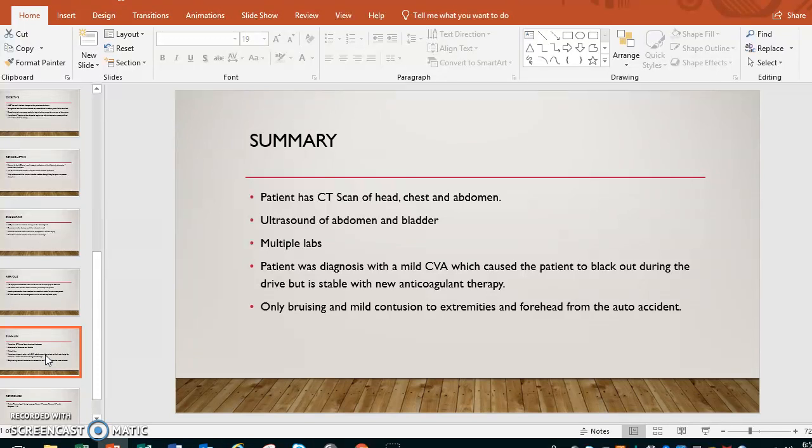In summary, patient would need a CT scan of head, chest, and abdomen, ultrasound of abdomen and bladder, multiple labs. Patient was diagnosed with a mild CVA, which caused the patient to black out during the drive, but is stable and on new anticoagulant therapy. Only bruising and mild contusions to the extremities and forehead from the accident.